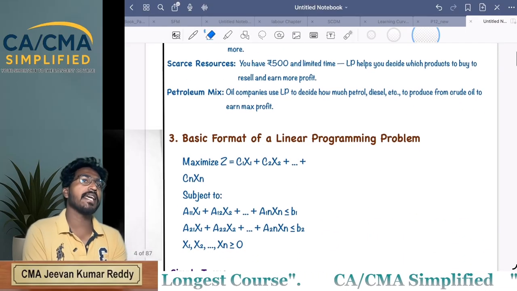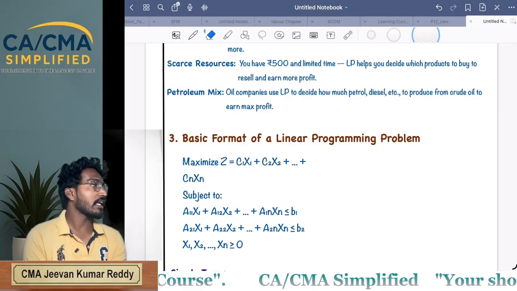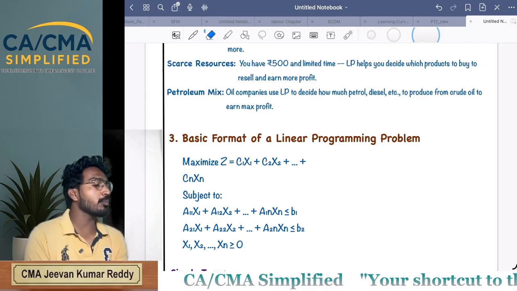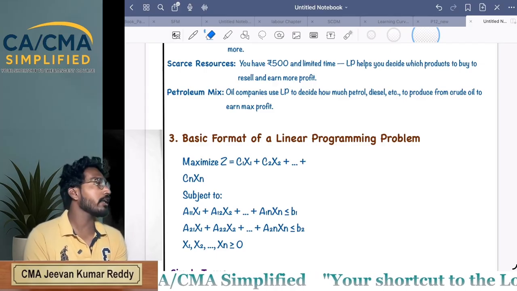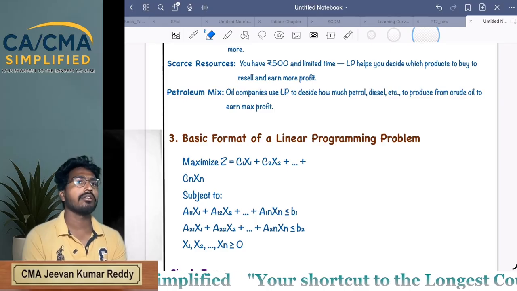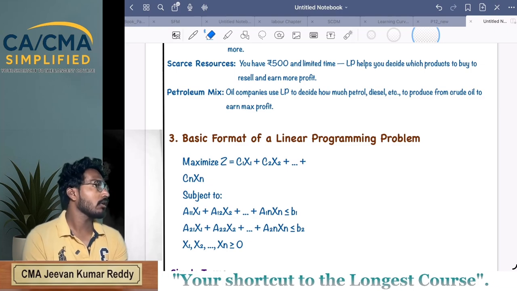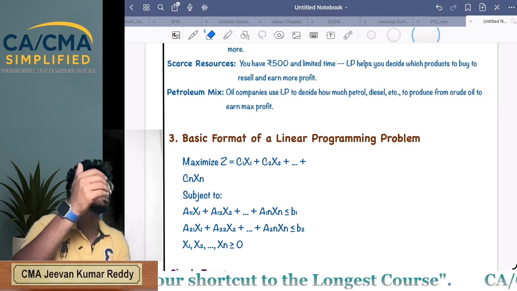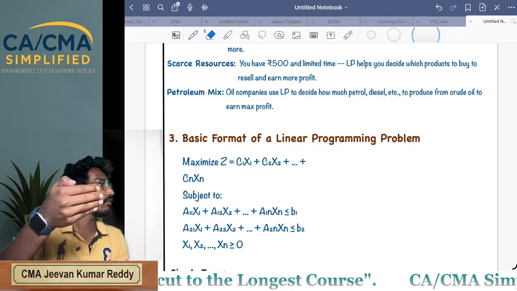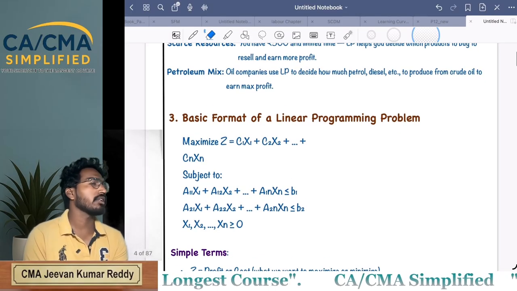Next, scarce resources. You have 500 as well as limited time. LP helps us decide which product to buy to resell and earn more profit. With an amount of 500, you should buy one particular product, and you will sell that product in the market to get maximum profit within the limited time. Next, petroleum mix, nothing but product mix.